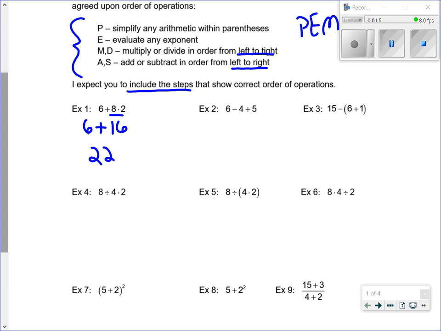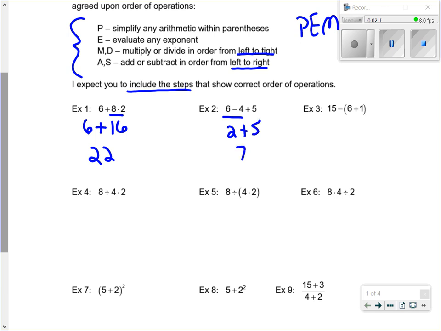Okay? On example 2, we have adding and we have subtracting, and the single biggest mistake that people make is they jump over and they want to add first, and that's not the rule. The rule is if you have adding and subtracting, start at the left and go to the right. So for this problem, we're going to do 6 minus 4 first because subtracting comes before adding. 2 plus 5 is 7.